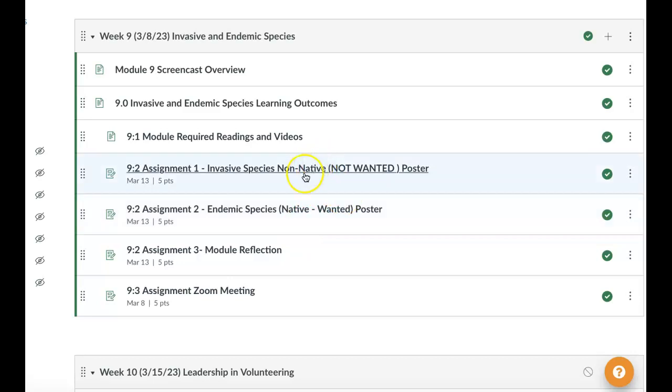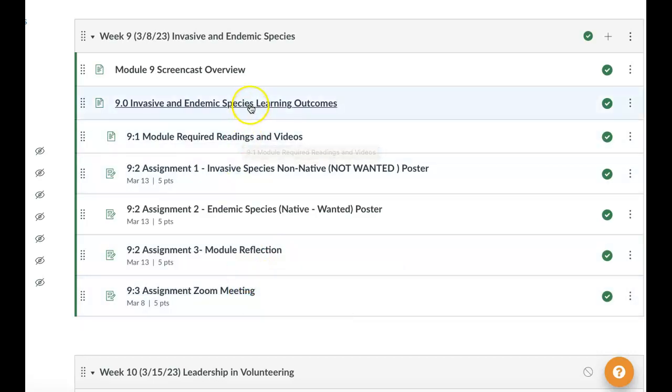So you're going to create a non-native poster, and because this is for invasive species, it'll be a not wanted poster. And then the next poster is an endemic species one, and that is for native species, so that you will be creating a wanted poster. Following that, you have your module reflection and then your Zoom meeting reflection.